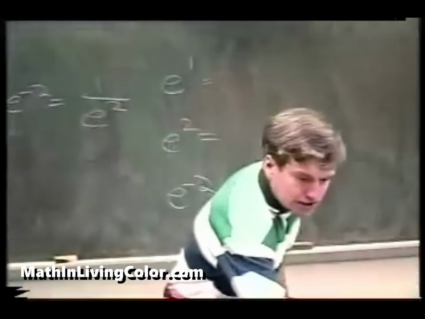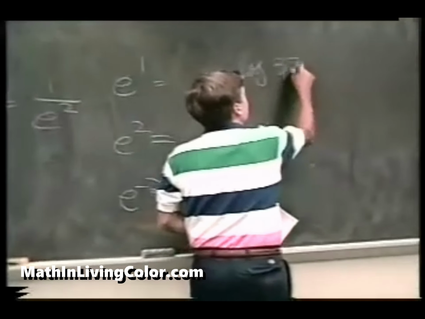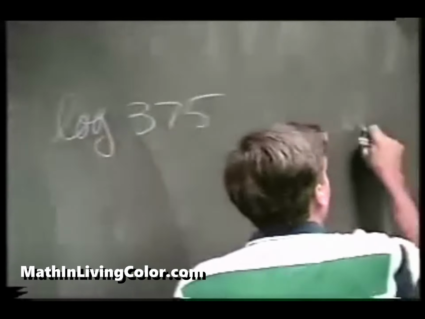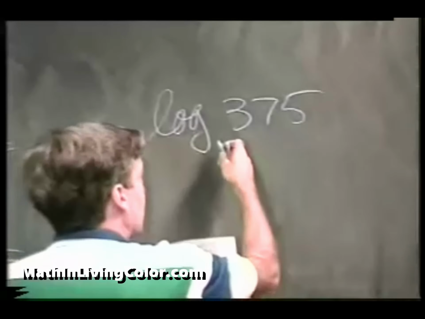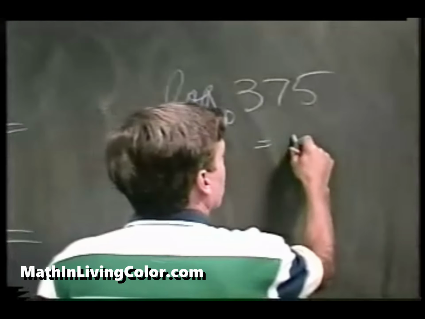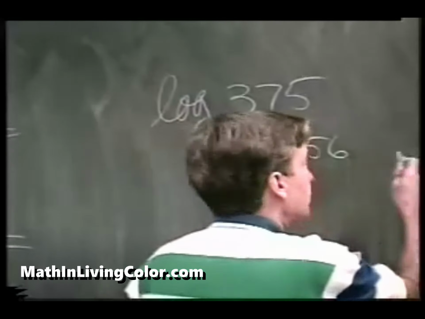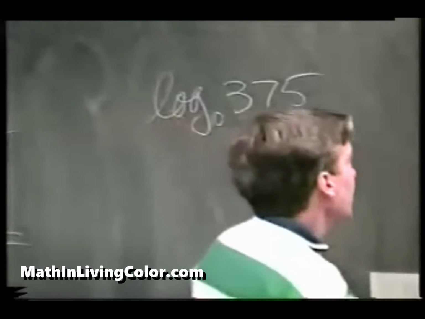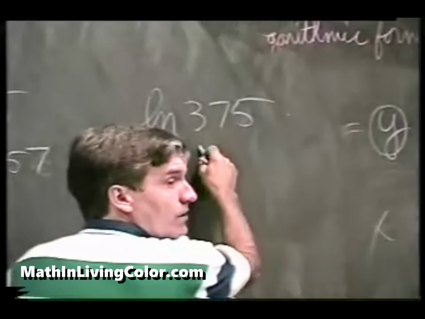I want to summarize it this way. Do you know how to take the log of 375? Do you know how to take ln of 375? What's the log of 375? Log means log base 10. It would be 2.5743. That's good enough, okay? What would be the ln of 375? 5.92. How much is it? 5.92 or 5.90.